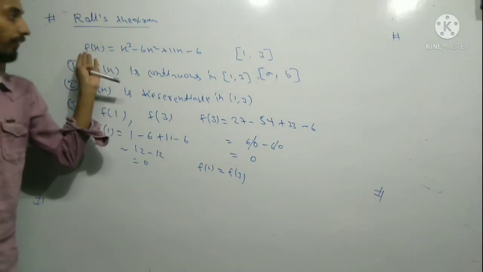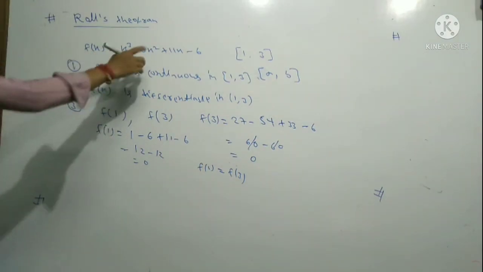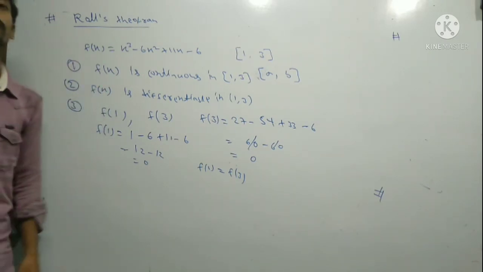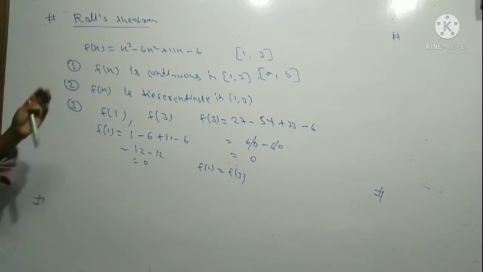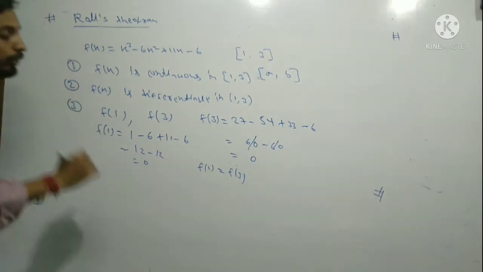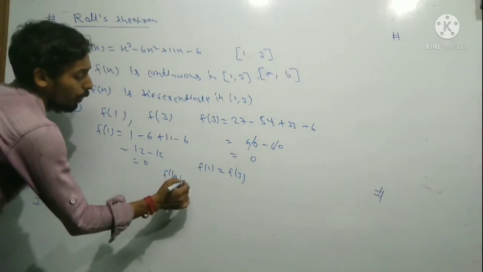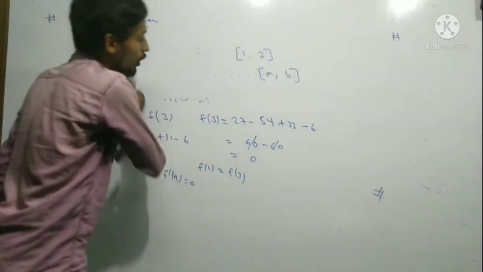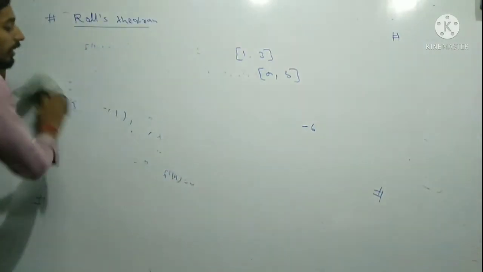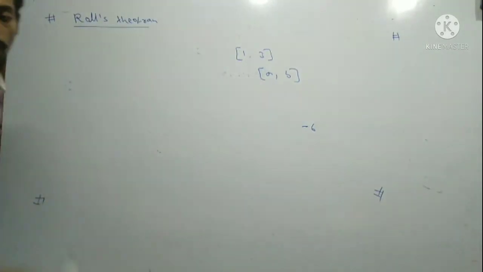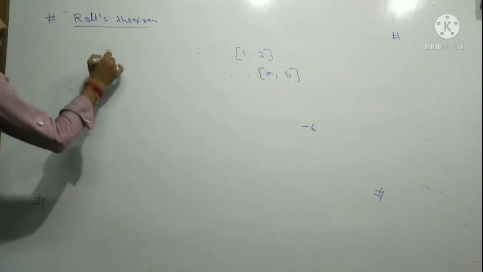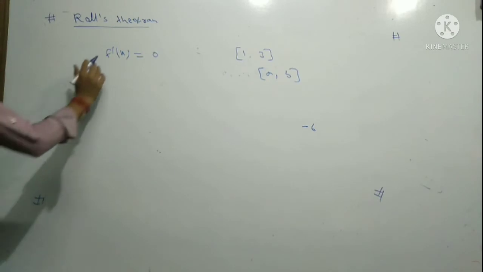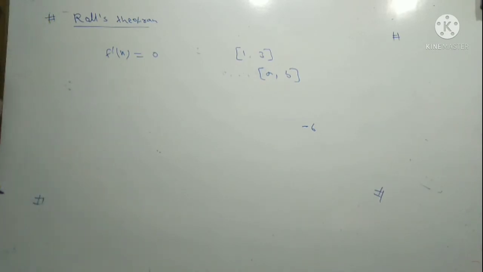So the function, which is a polynomial function, satisfies the three conditions. When three conditions are satisfied, what do we do? We do the next step. In the next step, we set f dash x equal to 0. Here we see that the three conditions are satisfied, then we do the next step: f dash x is equal to 0.